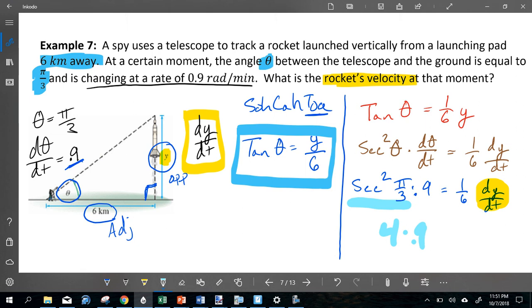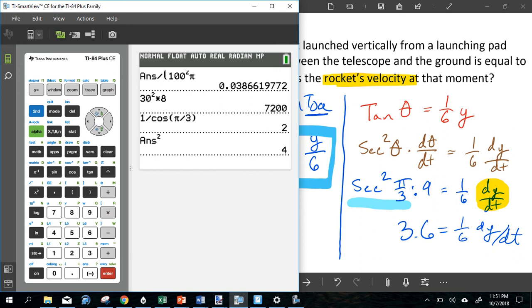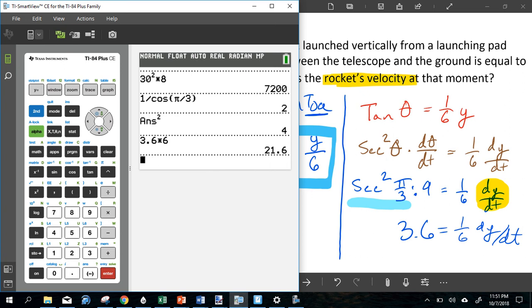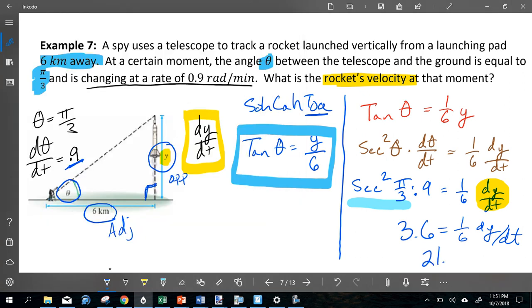So 4 times 0.9, that's going to get me 3.6. And the last thing I need to do is divide by 1/6, or another way of saying divided by 1/6 is saying multiplied by 6. That's my final answer. 21.6 is what dy dt is. And that is measured in the change in y, and y is kilometers.